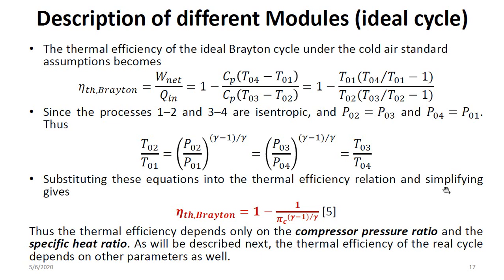cycle efficiency. And from equation 5, you can note that the efficiency is only dependent on the compression ratio, the pressure ratio, and the ratio of specific heat for an ideal cycle. But this will not be the case for an actual cycle, because there are other parameters that will have an influence on the overall efficiency, as you will learn later on.